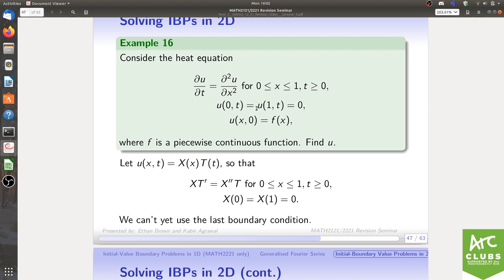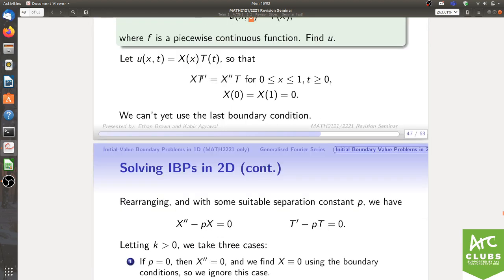And since we already know that t of t, capital T or small t, is not going to be 0, we can just directly assume that x of 0 and x of 1 are both equal to 0. Now, the other condition is not usable at the moment. Sorry, not because we don't know what f of x is, but because we don't know anything about the time component, apart from what happens when it's 0. So we don't have any actual information about how t behaves.